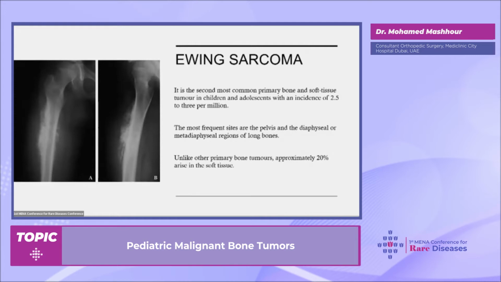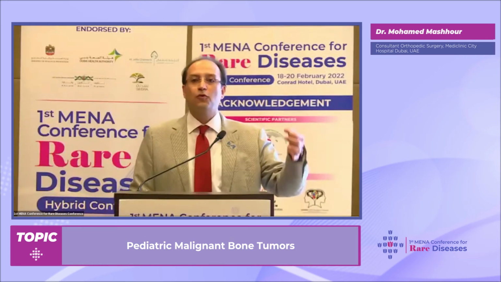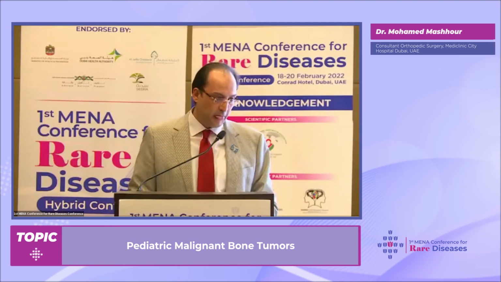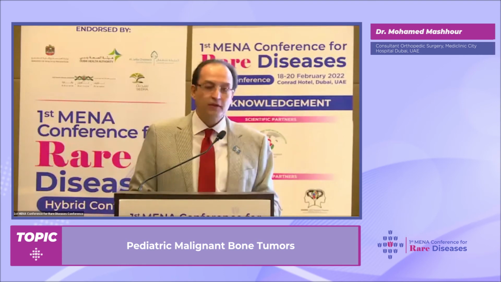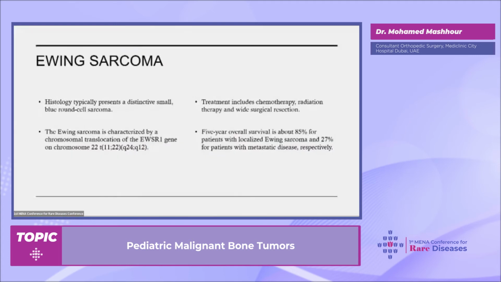20% arise in the soft tissue. Histologically, they present as a distinctive small round blue cell tumor, which actually confuses the histologist with lymphocytes if there's an infection, because they are small, monotonously round cells, the same. That's why it's very confusing, even in biopsy. The cause is sometimes related to the translocation of some of the genes.